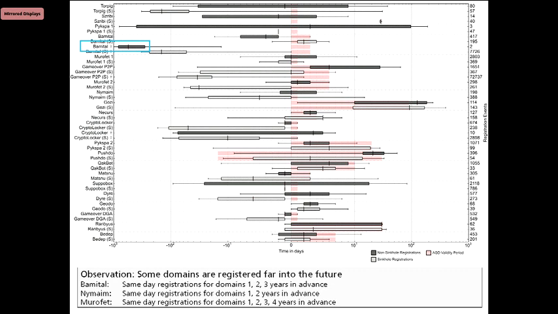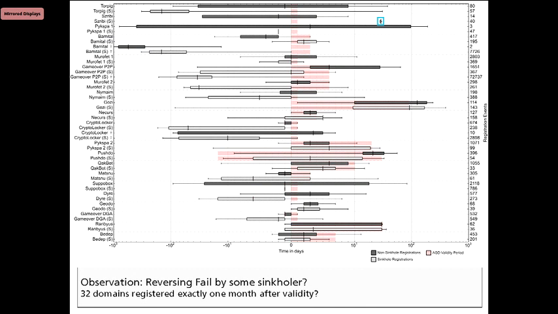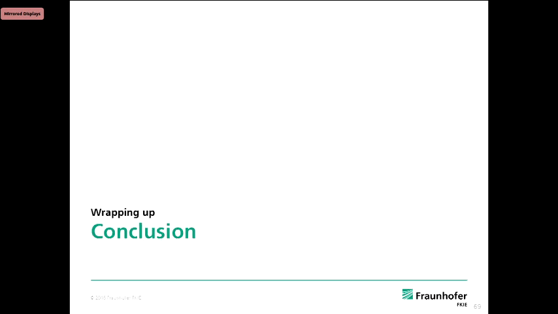Because they also were basically registered for the same day, just with a gap of 365 days. And another curious case was this one up there. 32 domains were registered exactly 1 month before they lost validity. And the only assumption that we could make about that is that some sinkholer failed in reversing and had an offset of 1 month in there. Okay, so with that, let me conclude.